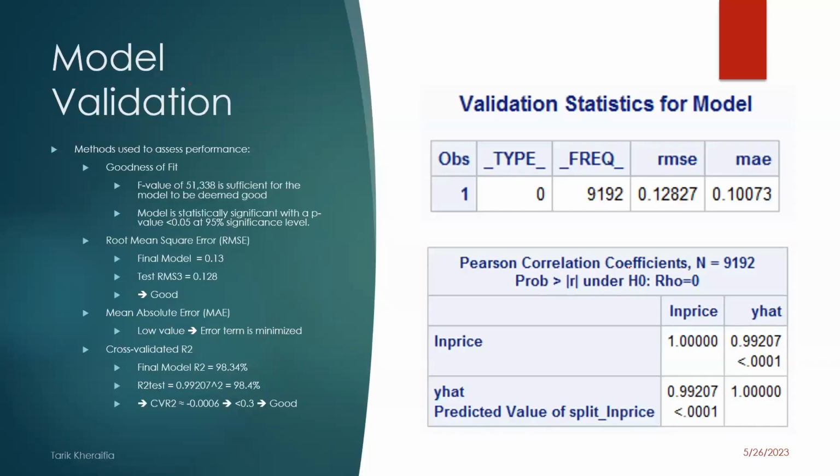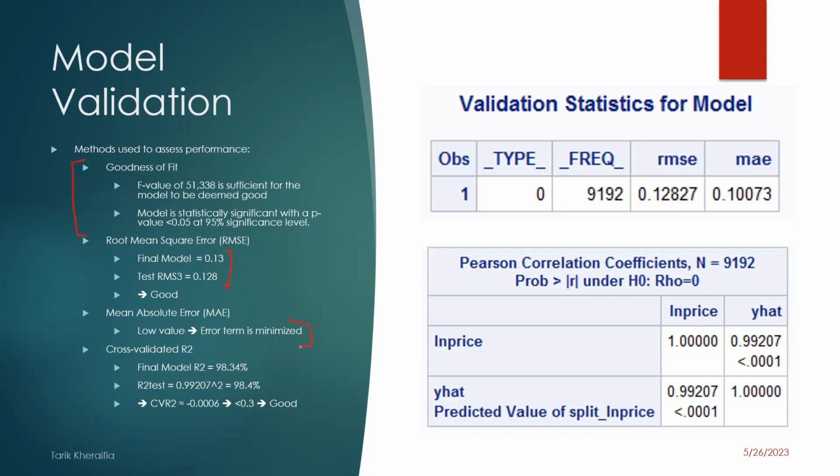For model validation, we used the goodness of fit test, which I mentioned earlier, where the model was deemed good. The F value was high, and the model was statistically significant. We can compare the root mean square error between the final model in the training set and the test root mean square error. These were similar, 0.128, which means that the model performs almost equally well for the training and test set, which is a good model validation.